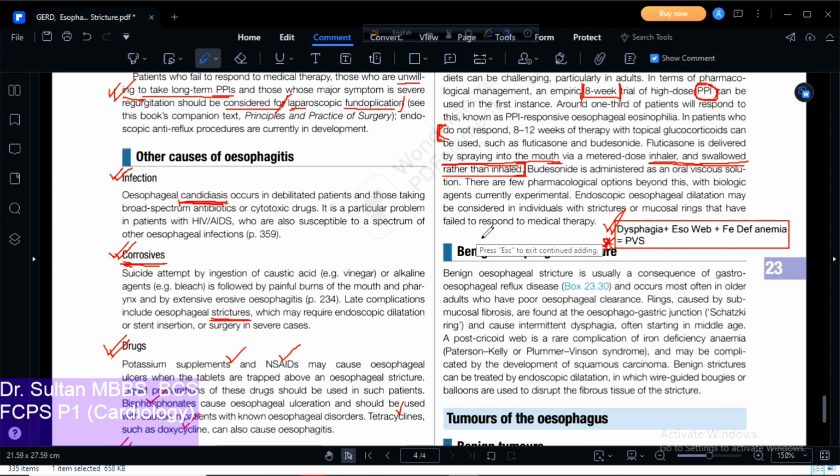If you do endoscopy and find an esophageal web, and the person has iron deficiency anemia as well as dysphagia, this is a triad, and this triad is called Plummer-Vinson syndrome.